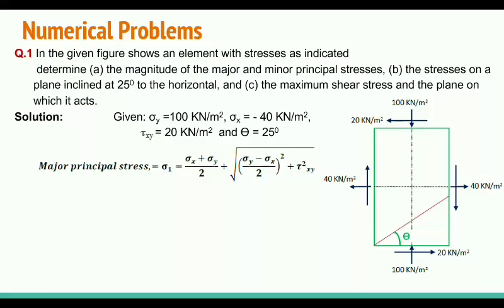So for the major principal stress, we have this formula, sigma 1. So we have all these values. One thing you have to remember is that the major stress is compressive in nature, so we will count it as positive. But the minor stress is tensile in nature, so we'll take it as negative.